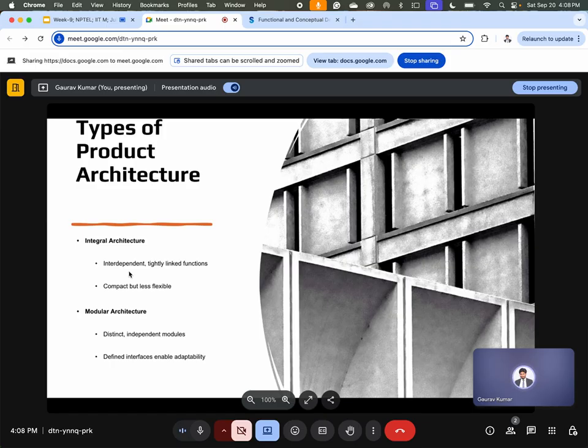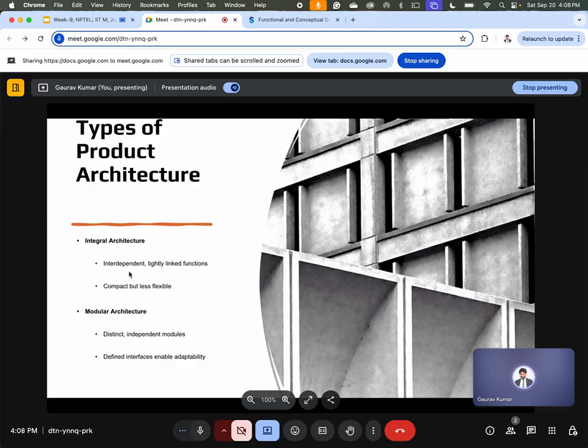So integral architecture emphasizes the tightly interconnected functions and components. In such a design, multiple functions are fulfilled by a single component, creating compact, performance-optimized products, but at the expense of flexibility.